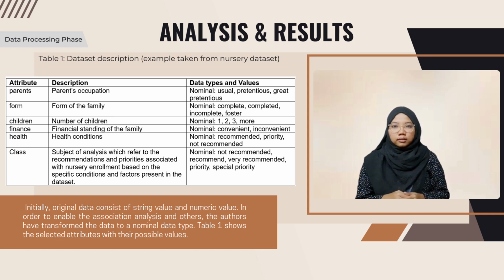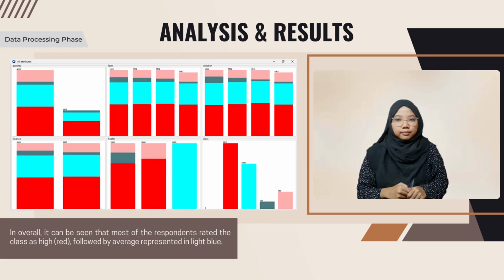Every column of the dataset describes a different variable. The first column is attribute, which consists of 6 attributes, and the second column is the description of the 6 attributes. Lastly is the data type and value. Overall, it can be seen that most of the respondents rate the class as high, which is red, followed by average, represented in light blue.